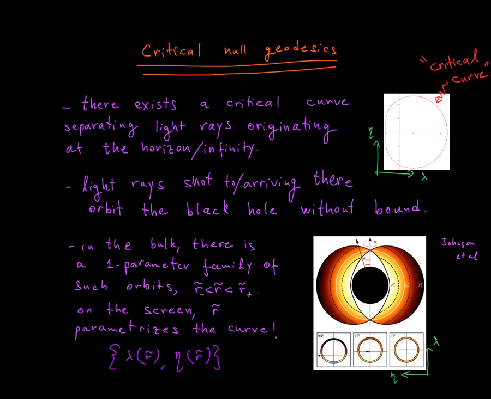So great. There exists on the screen this red curve here. That's what we call the critical curve. This critical curve delineates 2 areas on the screen. One outside the curve, the area where we get geodesics which came initially from past infinity, orbited the black hole and then came to the telescope. The other area is the area inside this critical curve, where the geodesics originated on the past horizon of the black hole and then came to the telescope.